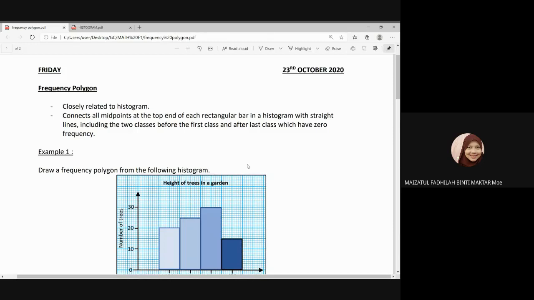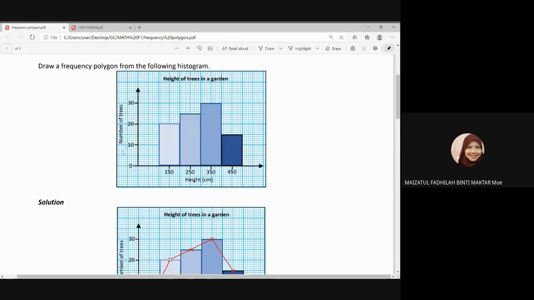So what is a frequency polygon? A frequency polygon is closely related to a histogram. It connects all the midpoints at the top end of each rectangular bar in a histogram with straight lines. You must use a ruler. Remember, connect the midpoints of the graph using straight lines, including the two classes before the first class and after the last class, which have zero frequency. An example is like this one.